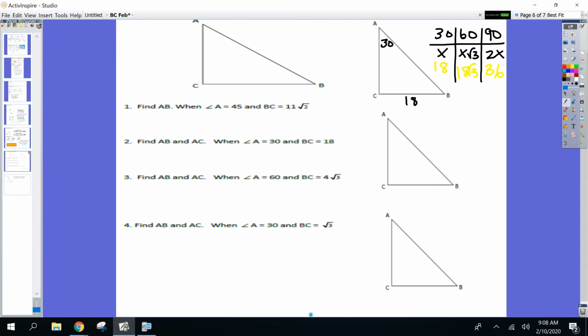The only thing I need you guys to do, the chart's not good enough. I need to actually know, hey, AB equals this, AC equals this. All right, so let's start AB. AB was across from 90. What do we write in our chart? That side was 36. AC was across from the 60. What was that in our chart? 18 radical 3.